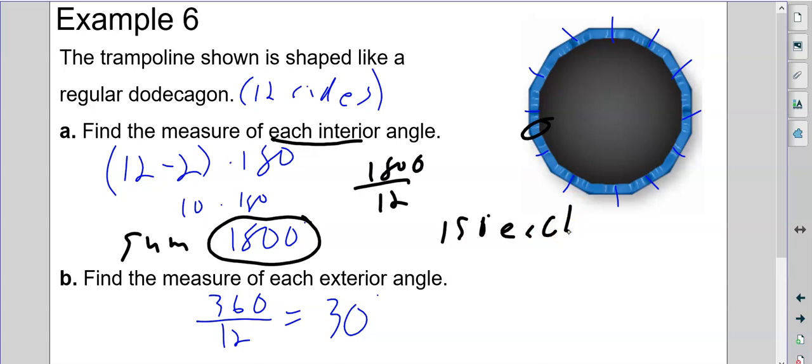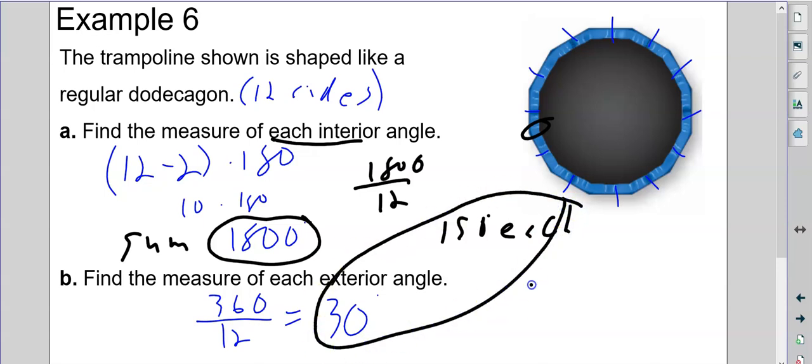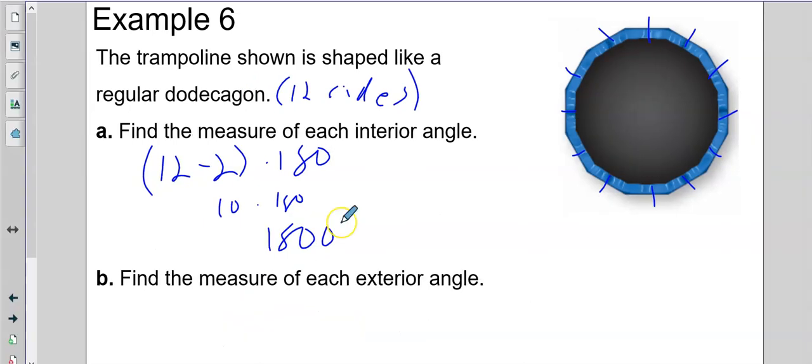All right. So at the end when I mention that these two add up to 180, that's because every exterior angle and interior angle add up to 180 because they form a linear pair.